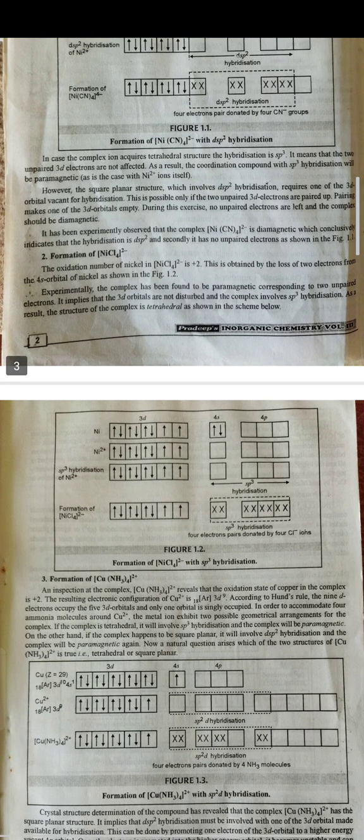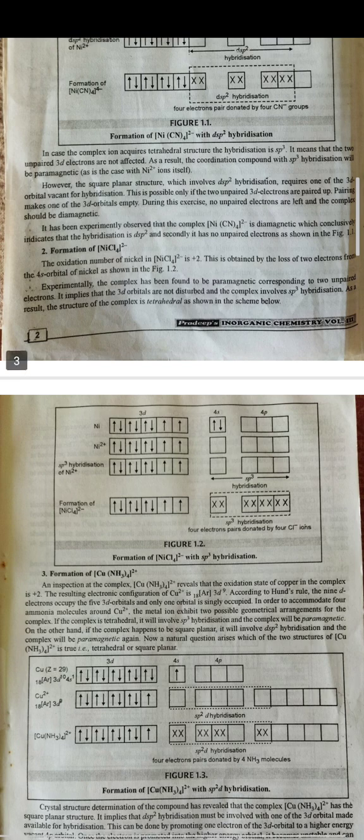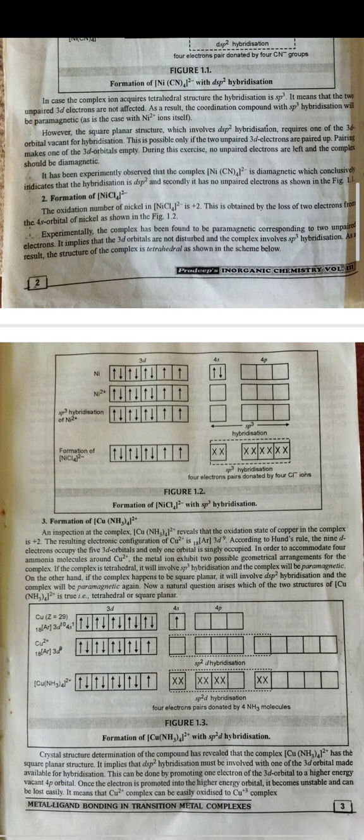The second example is nickel chloride. The oxidation number of nickel in this is +2. This is obtained by the loss of 2 electrons from the 4s orbital of nickel, as shown. Experimentally, the complex has been found to be paramagnetic, corresponding to 2 unpaired electrons. It implies that the 3d orbitals are not disturbed and the complex involves sp3 hybridization. As a result, the structure of the complex is tetrahedral.